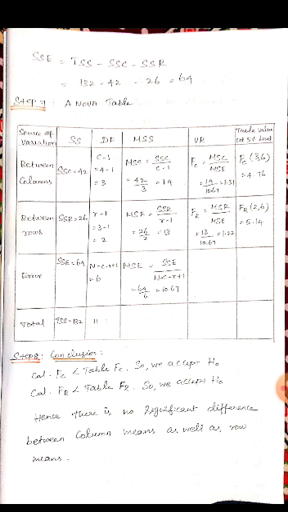MSC will be the mean square of the column. So what is the formula? SSC divided by the corresponding degrees of freedom. So here the MSC value will be 42 divided by the degrees of freedom, which is 3. Just substitute, then go to the second row.